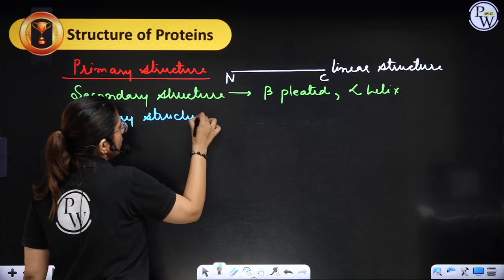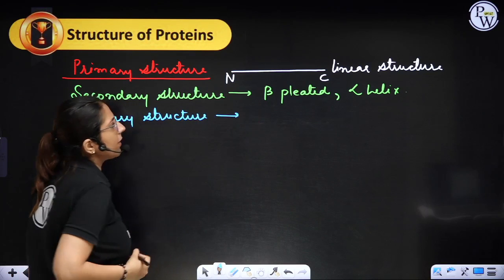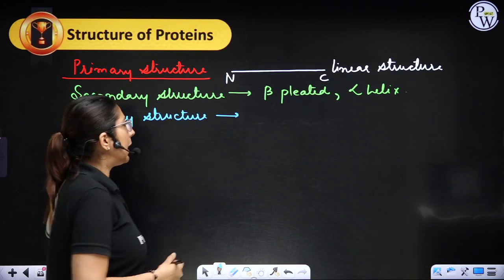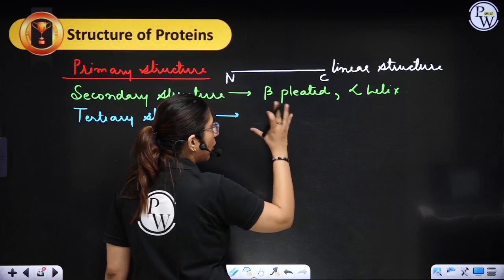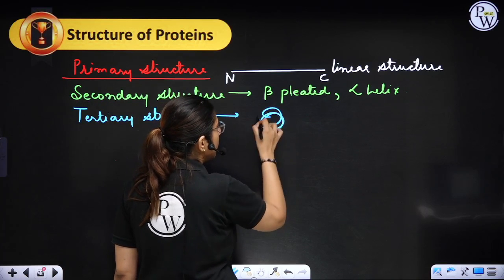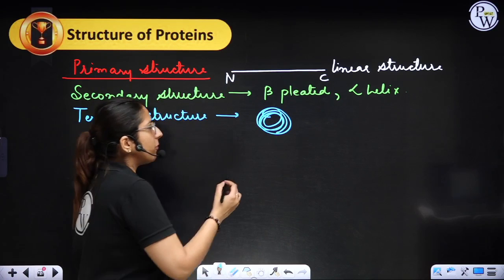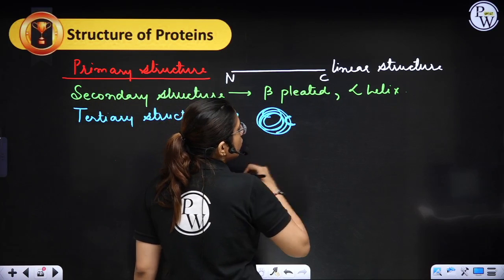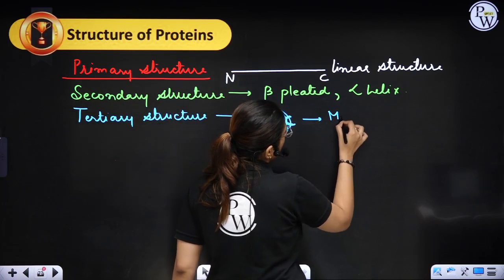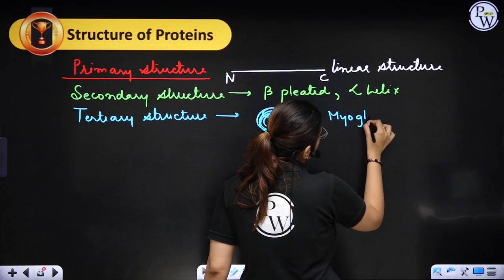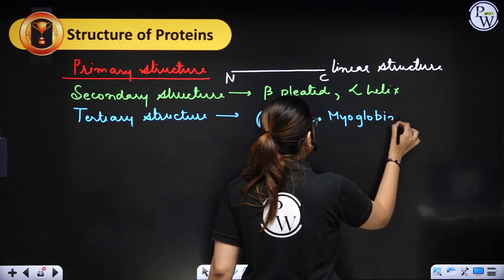Tertiary structure. So tertiary structures, guys, what are they? These are those structures which form a rounded structure, like one polypeptide chain that has been rounded like this, and they form an active site, right? For example, your myoglobin. Myoglobin is a very good example of this.